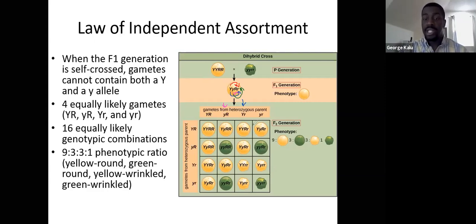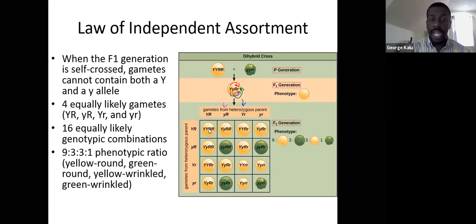So this one is a little bit more complicated in terms of trying to understand and analyze what your Punnett square is actually telling you. Like we see over here, we're going to have 4 equally likely gametes: big Y big R, little y big R, big Y little r, little y little r, and so on. And 16 different genotype combinations, as we see over here. We have 16 different combinations just because we have 2 different traits that we're looking at.